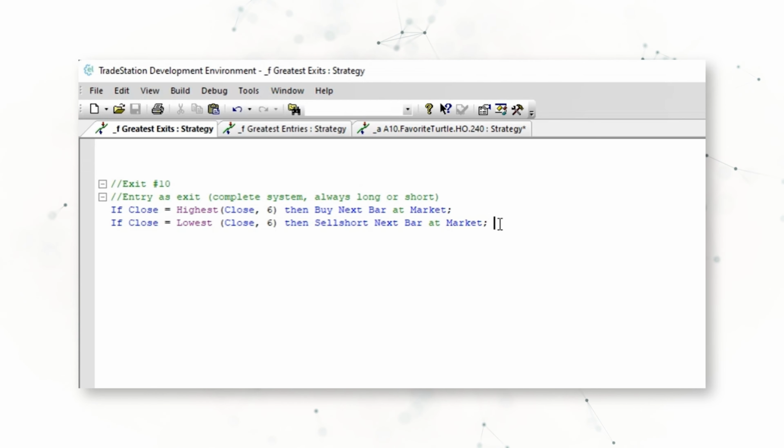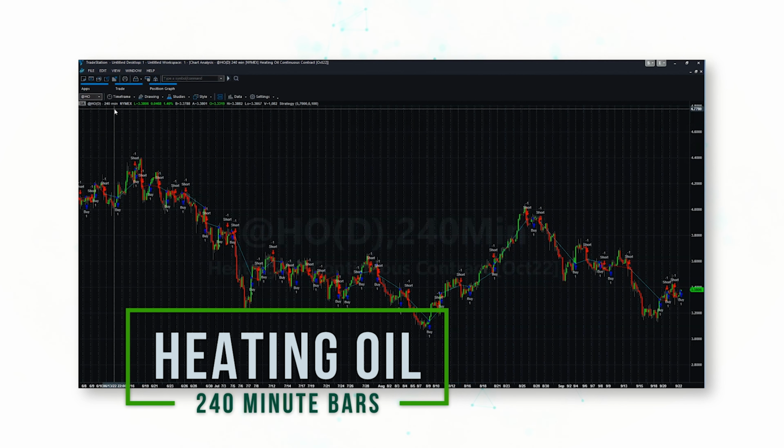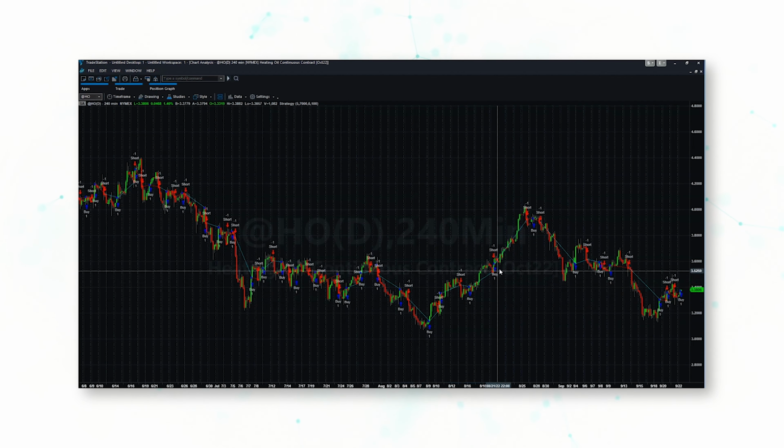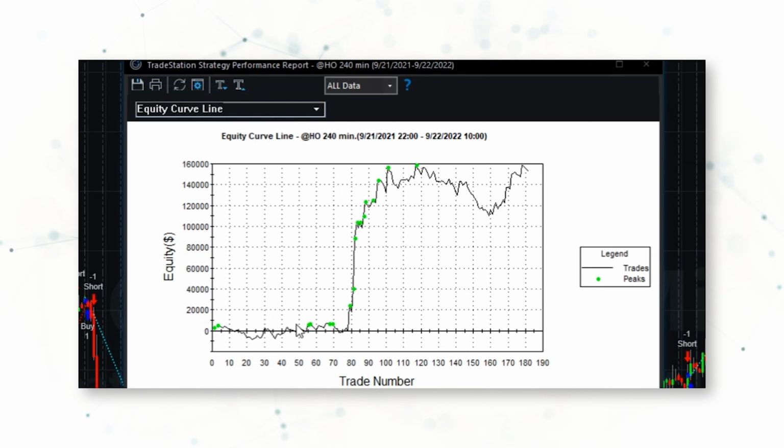And we can see what this looks like if we add this strategy to a heating oil 240-minute bar chart. The system does a nice job of selling short on downward momentum and buying upward momentum. If we look at a strategy performance report, the system has done fairly well over the past year for just 2 lines of code, always in the market. This run up here is Russia's invasion of Ukraine, when we saw a lot of volatility and a lot of big breakout moves in heating oil futures.